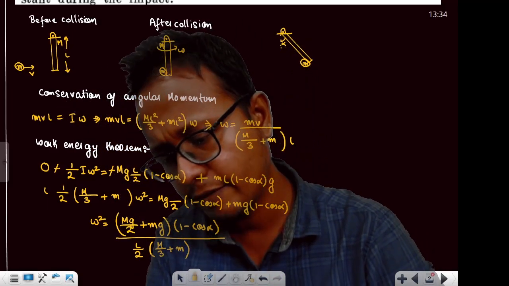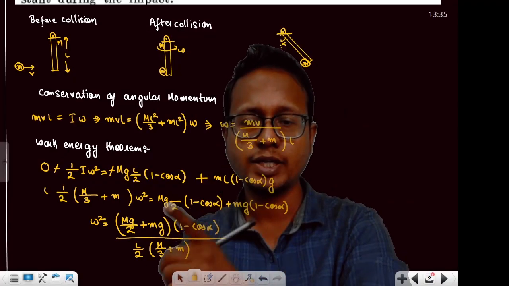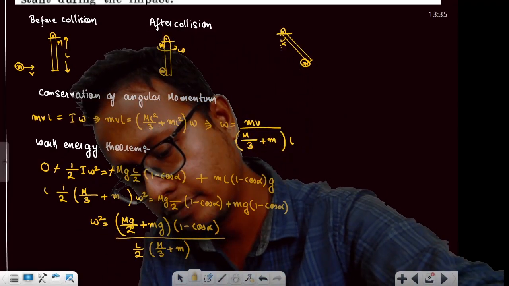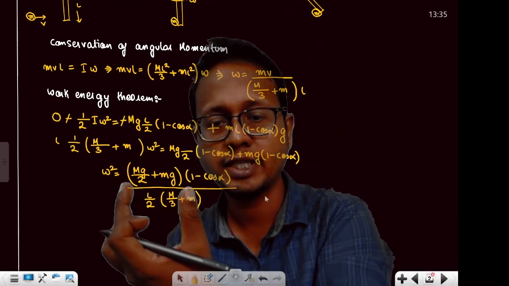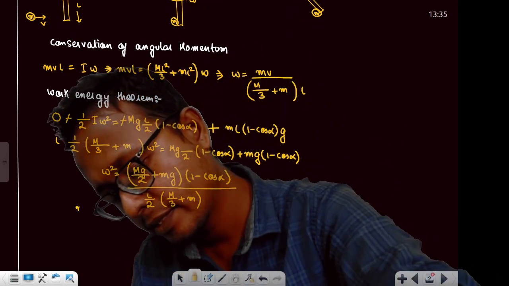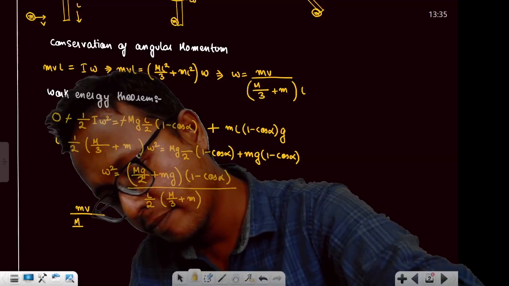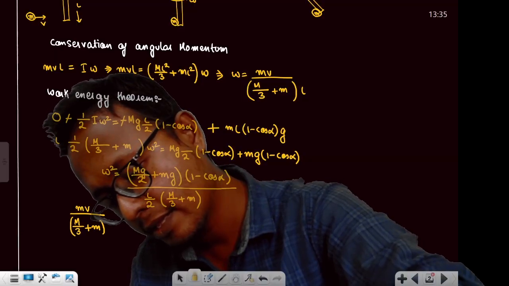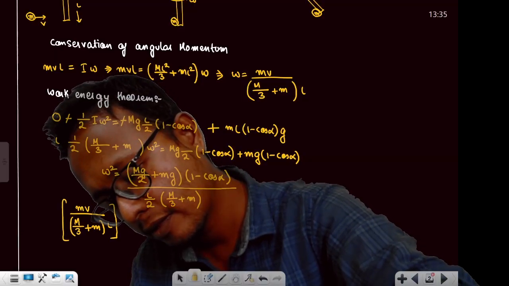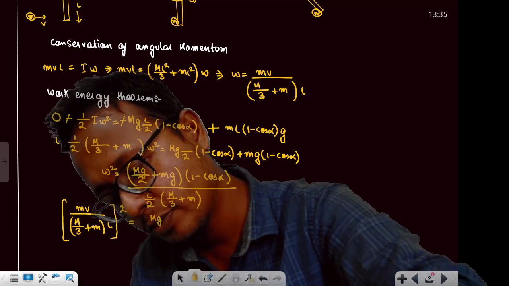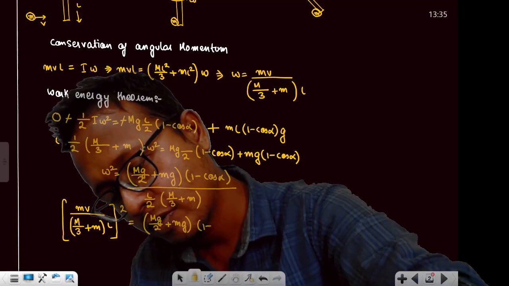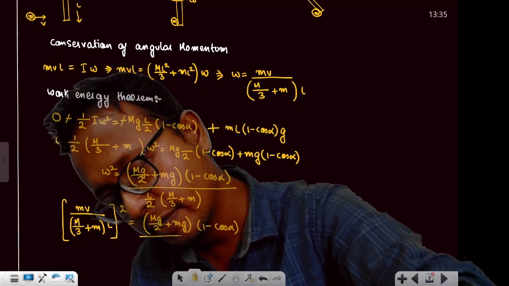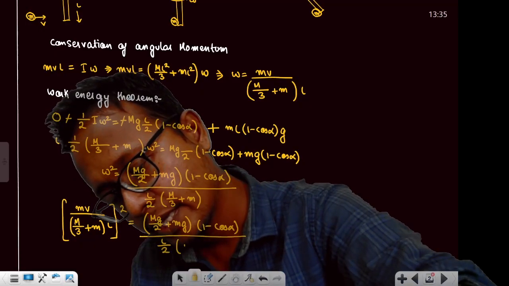If I equate omega from both sides, I'll substitute it here. So omega square, or this entire term square, is equal to this entire term. So m v by (m by 3 plus m) into L, whole square, is equal to (m g by 2 plus m g) into 1 minus cos alpha, divided by L by 2 into (m by 3 plus m).